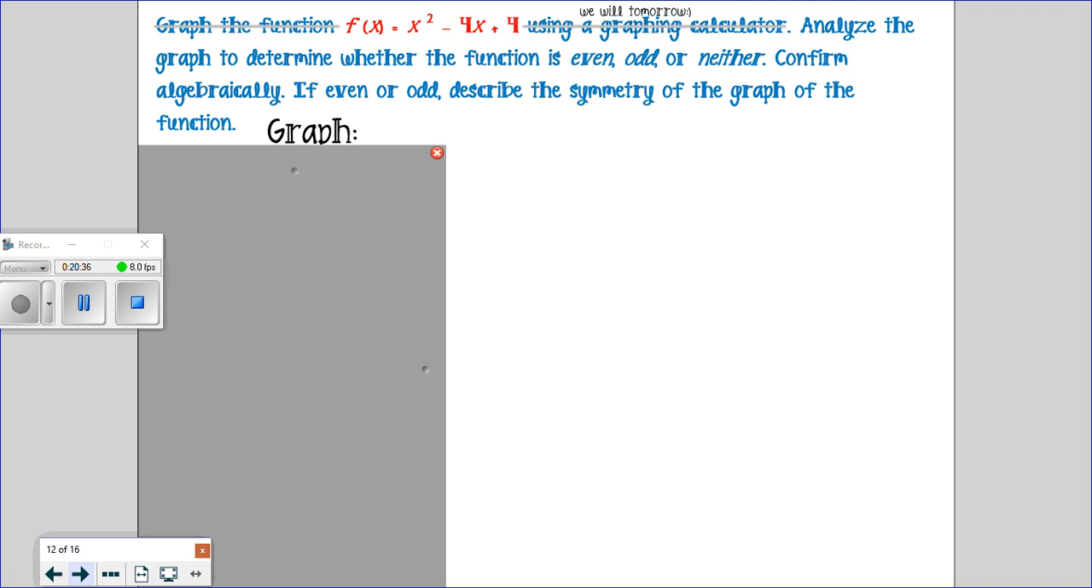It says graph the function. We're going to get rid of that. We're going to do it just algebraically. We're going to do the confirm algebraically part of it today. So deciding if it's even or odd. Here's what we do. Here's my original.